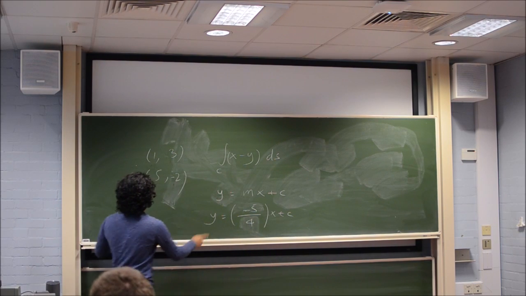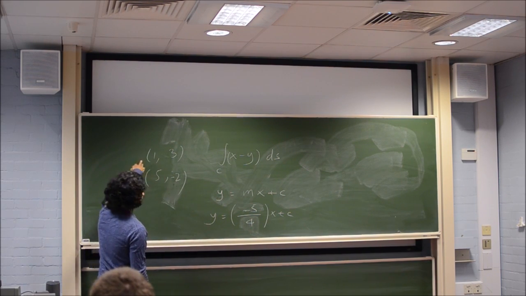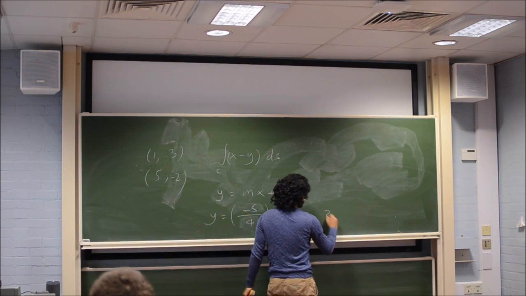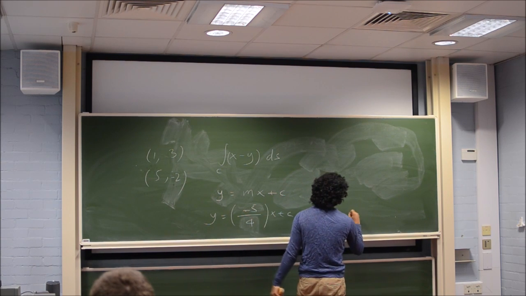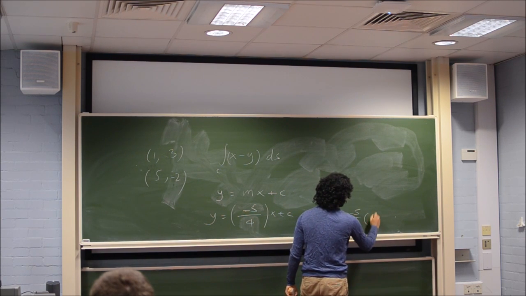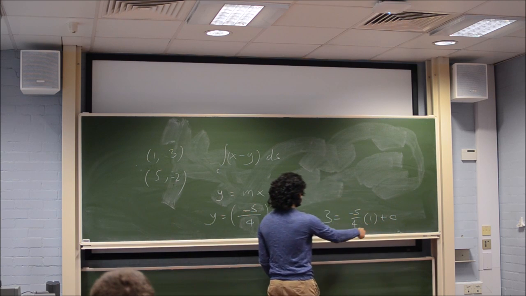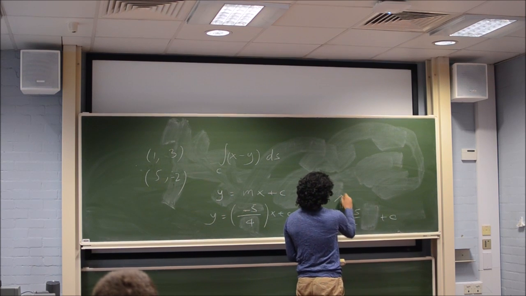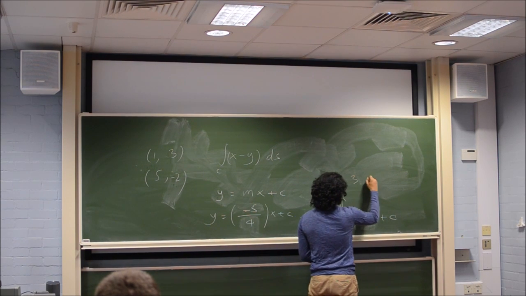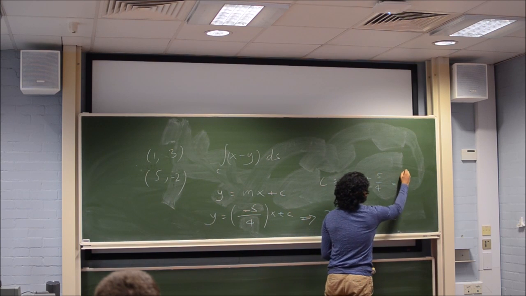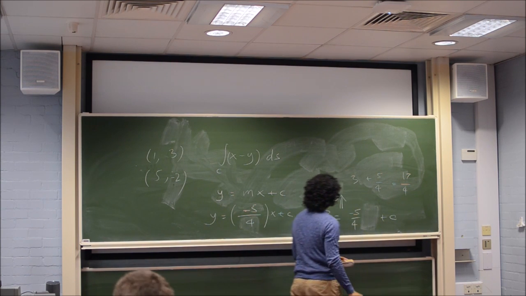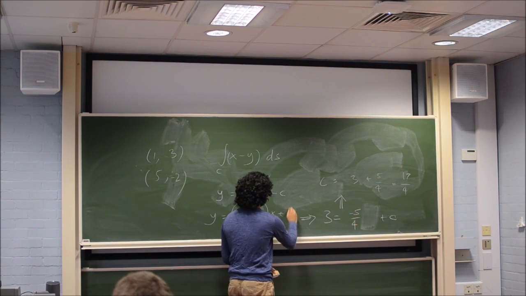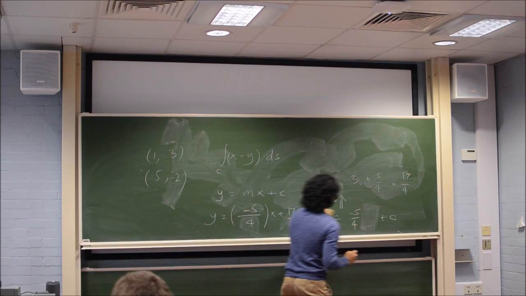Then all you do is substitute some point into that. Let's do the first one because it's easier. That makes this 3 equal to minus 5 over 4 times 1 plus c. You get c from that, and this makes c 3 plus 5 over 4, which is 17 over 4. So you just plug this back over here. This is the equation of the path that you're taking, so you get 17 over 4 over here, and we get all this.